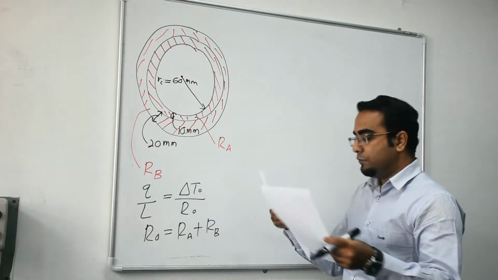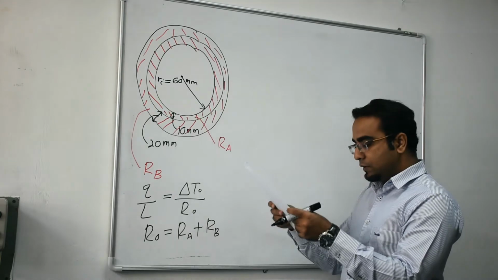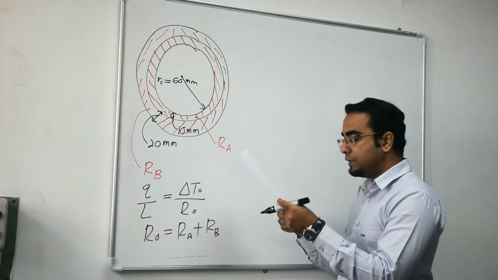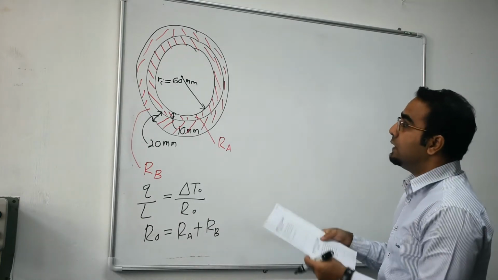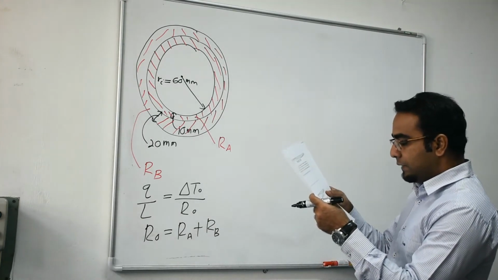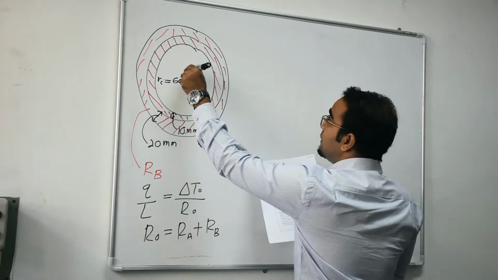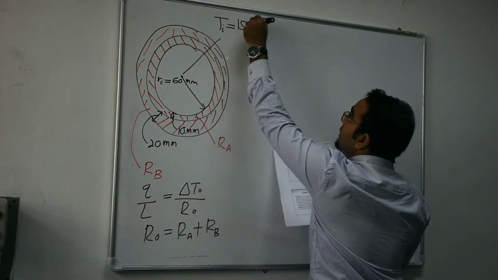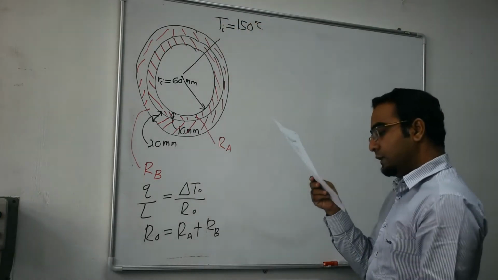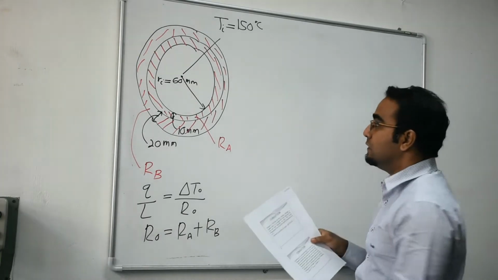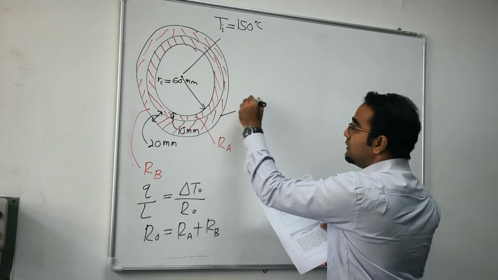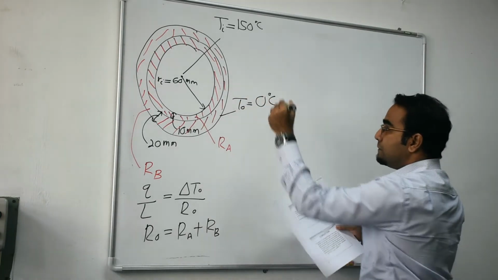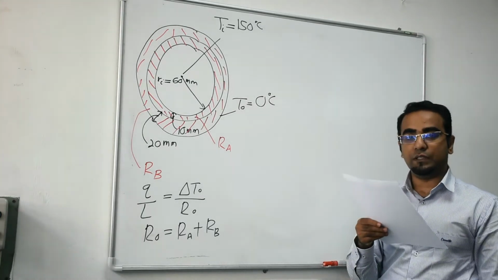Now, what other information is given to us? It shows us that the thermal conductivity of steel is 60 and the thermal conductivity of insulation is 0.08, and the temperature inside carrying steam is 150 degrees Celsius. So we can say Ti is equal to 150 degrees Celsius, and then the temperature of the outer surface. So this is our outer surface. So this is TO is equal to 0 degrees Celsius.